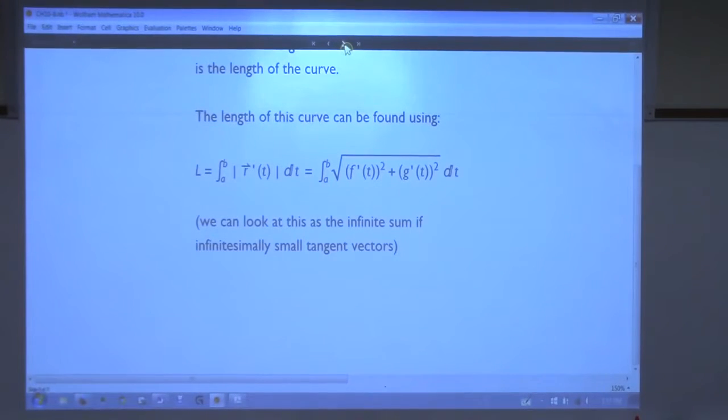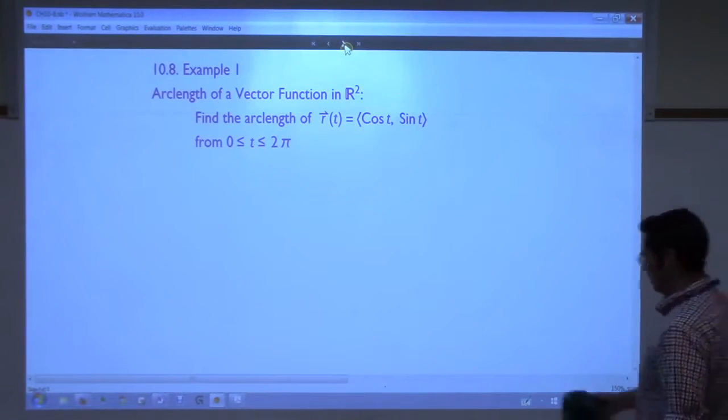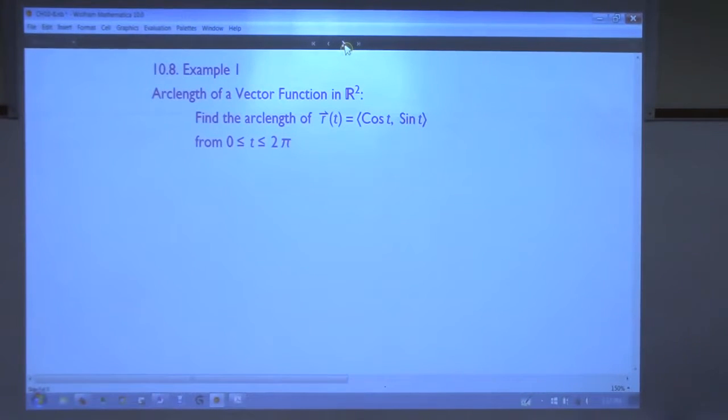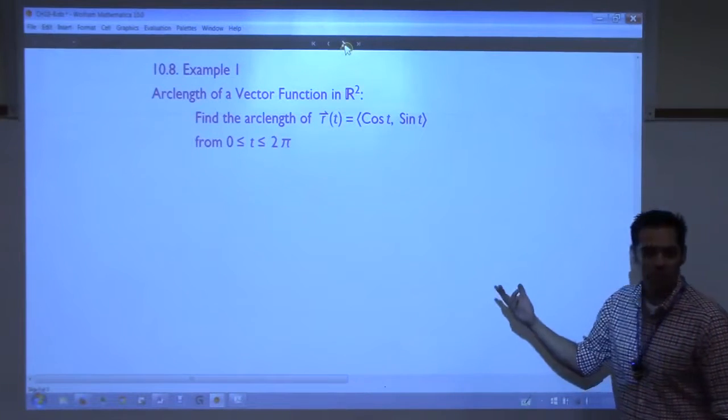So let's do an example. Anybody know the answer to this? Come on, without doing the work, someone tell me the answer to this. Look at what it is. What does it draw? What's the arc length of the unit circle? What's the length of it? It is the circumference, isn't it? 2 pi r, but r is 1. So the answer should be 2 pi.